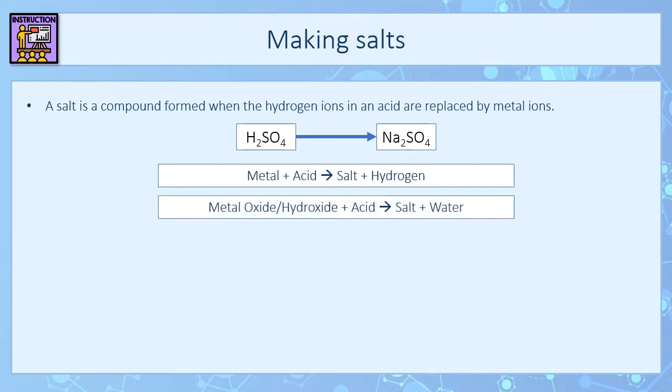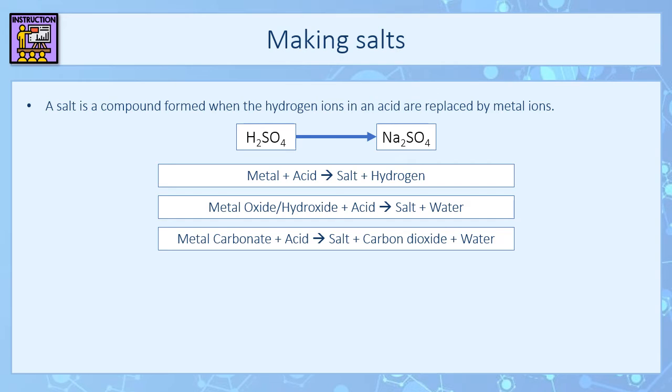The second method we can use is metal oxide or metal hydroxide with acid. Again, we'll get a salt. This time we'll get water because our reactants had additional oxygen in. And finally, we can add a metal carbonate to the acid. We get our salt, but this time we get carbon dioxide gas and water. Again, because there is carbon and oxygen in our original reactants.